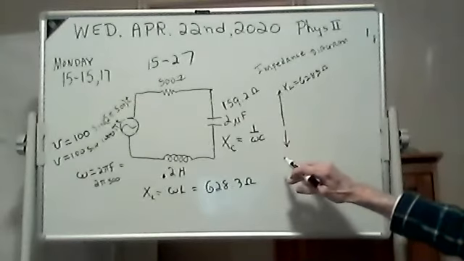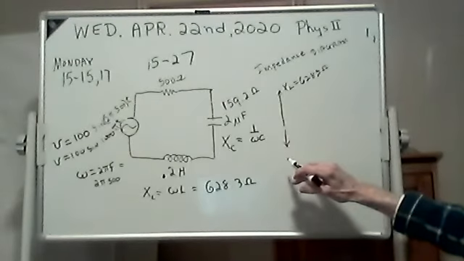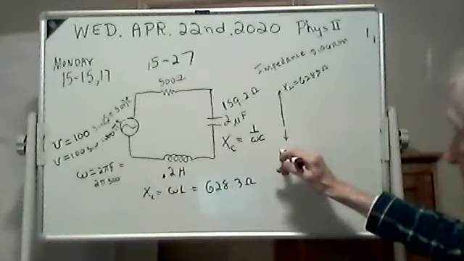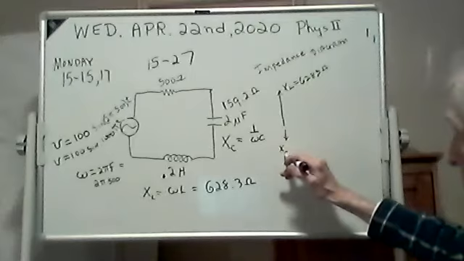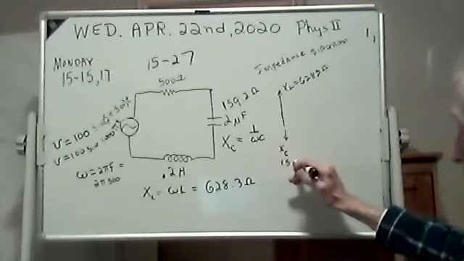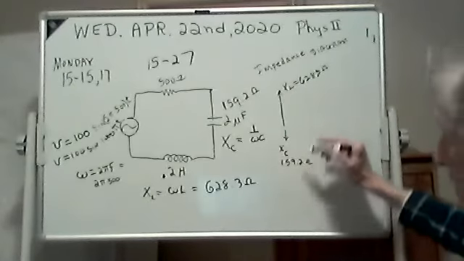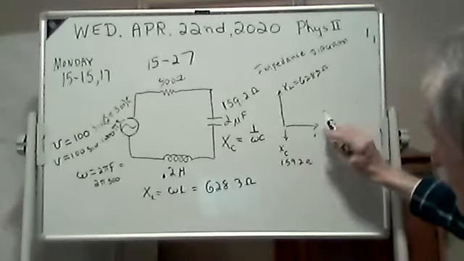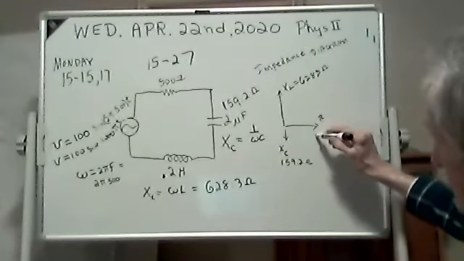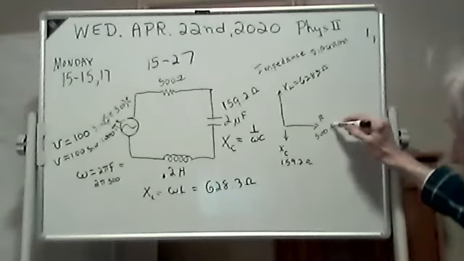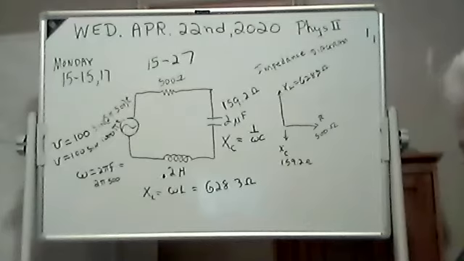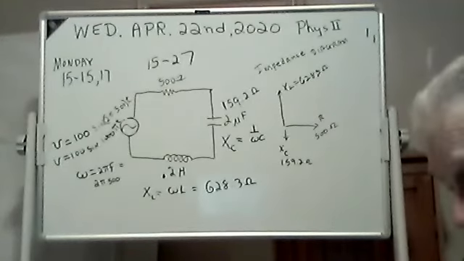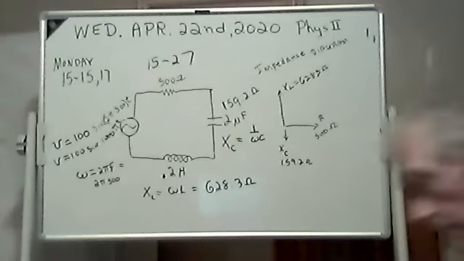And then we're going to have 159. I think it's smaller than that. It's about a fourth, isn't it? Maybe a little bit smaller than that. Here's your capacitive reactance. It's 159 ohms. And then we have 500 ohms resistance. There's your R. Now what I'm drawing here is what they call the impedance diagram.